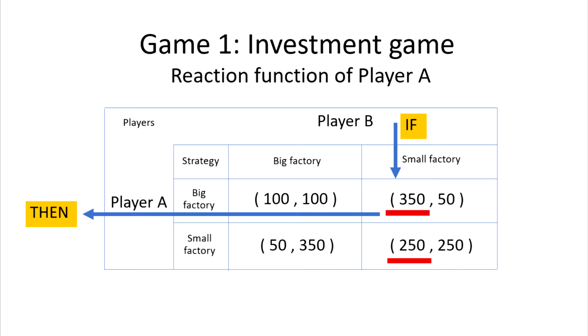Another relation function, if player B builds a small factory, then player A has to compare between 350 and 250. Which one is better? So it is obvious that 350 is better than 250. Therefore, player A builds big factory.